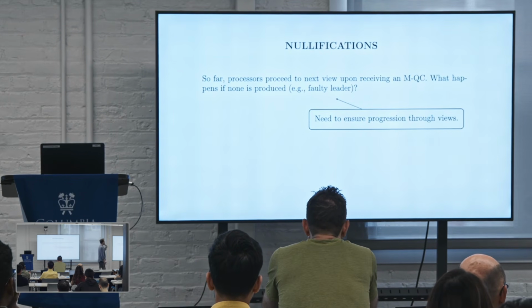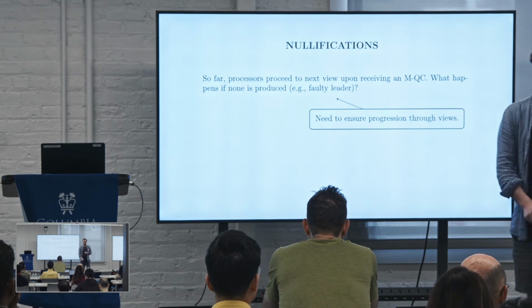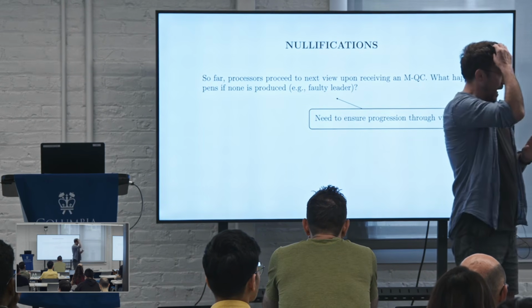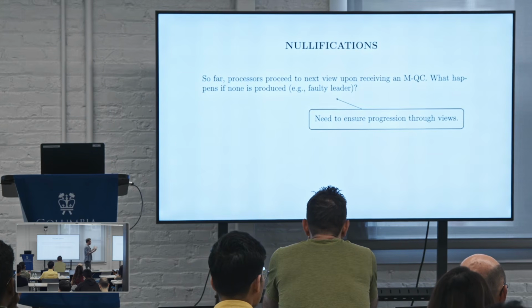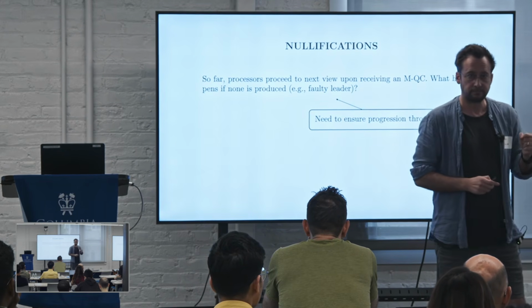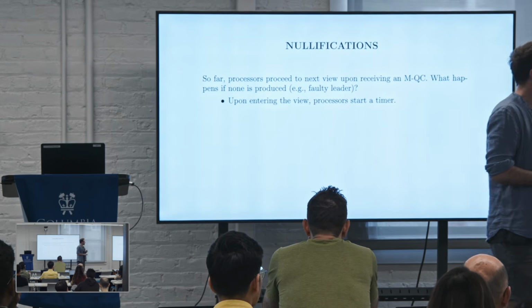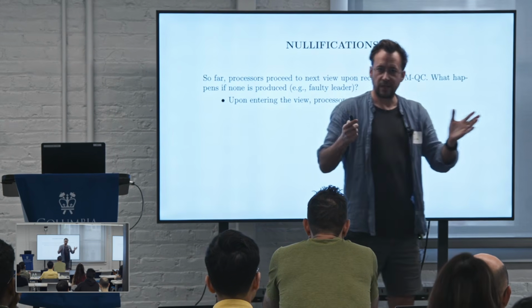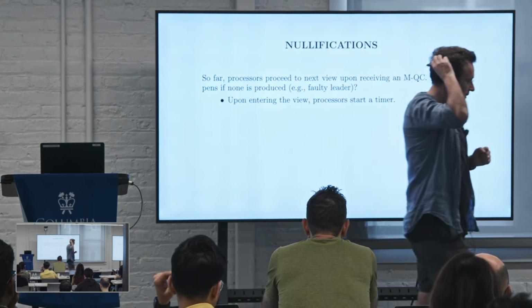So what happens otherwise? So far, processes only proceed to the next view on getting an MQC. So you have to worry about what happens if none is produced. For example, if you have a faulty leader, we need to ensure progression through views. So we do the obvious thing you'll have seen many times. Well, you've seen it from Simplex.